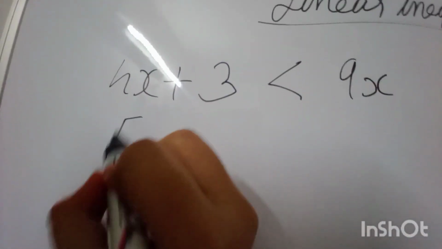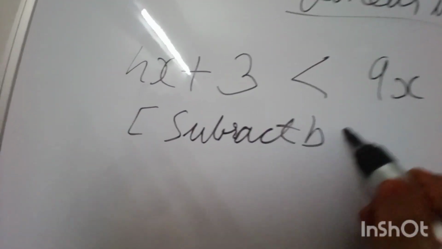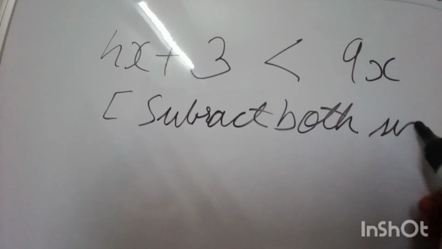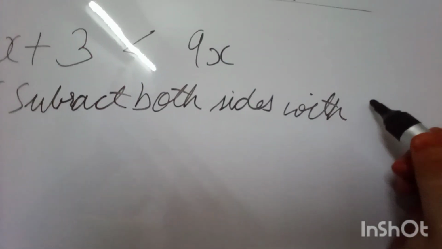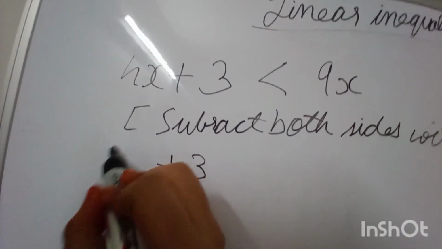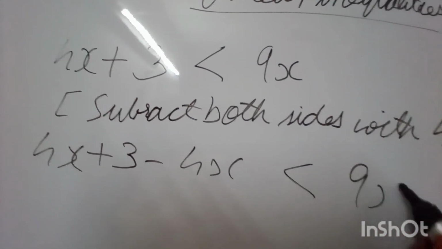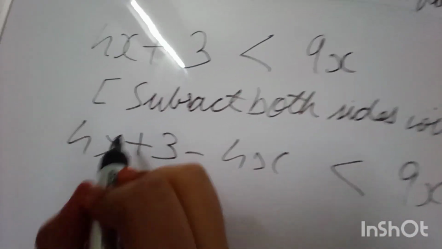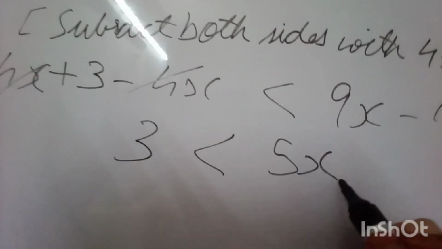So for shifting, we are going to subtract 4x on both sides. So plus 3, 4x minus 4x less than 9x minus 4x. So 4x gets cancelled. 3 less than 9x minus 4x is 5x.